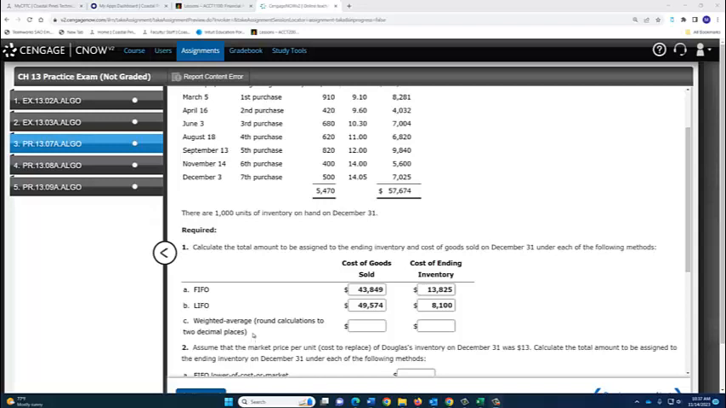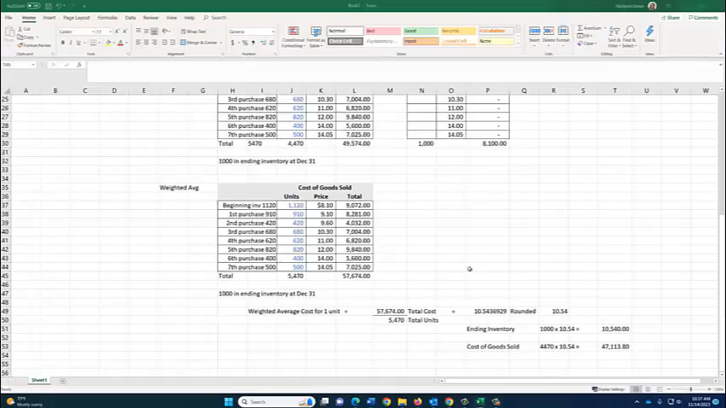And this is probably the easiest method because you're just getting an average price for every unit of inventory. And to do that, you just take the total cost of your inventory and divide it by the total units, and you will get an average cost per unit. Now it's telling us to round calculations to 2 decimal places. So I've done the calculation over here.